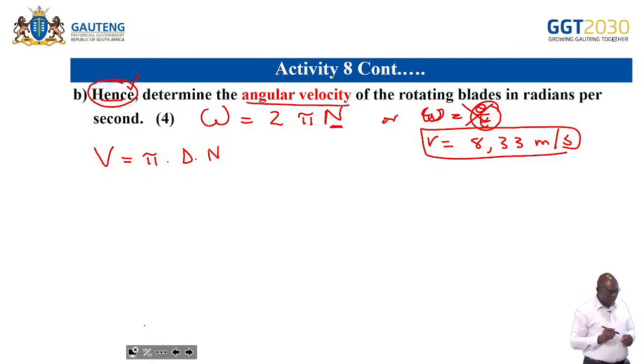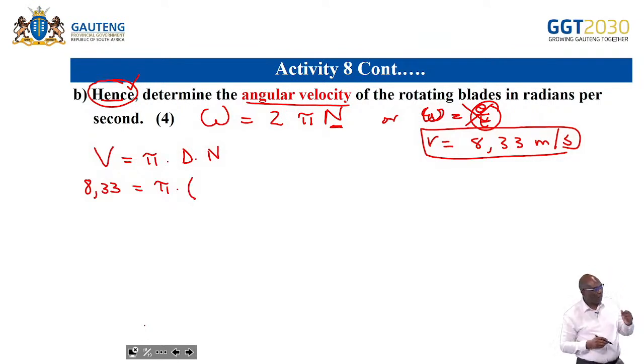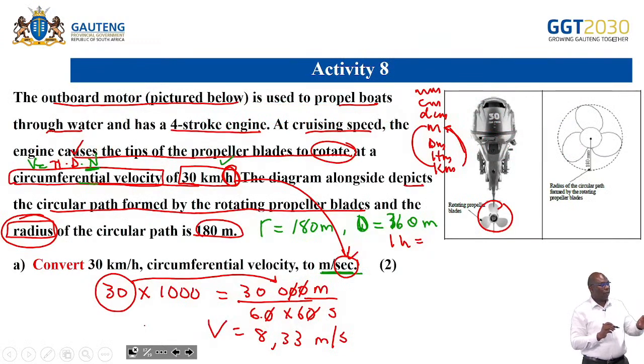Do we have a diameter? Yes, we do. Do I have a velocity? Yes, so I have 8.33, which is the circumferential velocity. I know what pi is. Do you remember? We have a radius in that question, which is 180 meters. We need that in meters, so let's check. It's 180 meters, so we're fine with that.